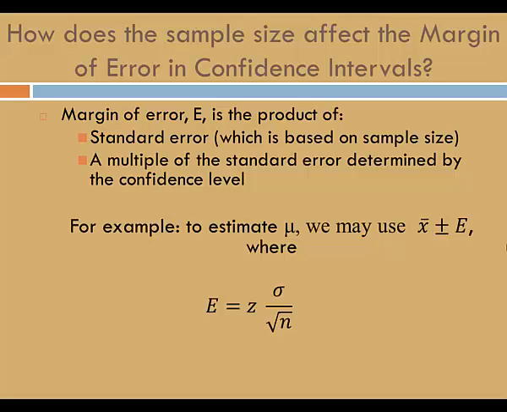How does the sample size affect the margin of error in confidence intervals? Recall that the margin of error, E, is the product of standard error, which is based on sample size, and a multiple of the standard error determined by the confidence level. For example, to estimate mu, the population mean, you might use x bar plus or minus E, where E, the margin of error, is the product of a critical value from the standard normal distribution, in other words, a z-score, and the standard error, in this case, the quotient of sigma and the square root of n.